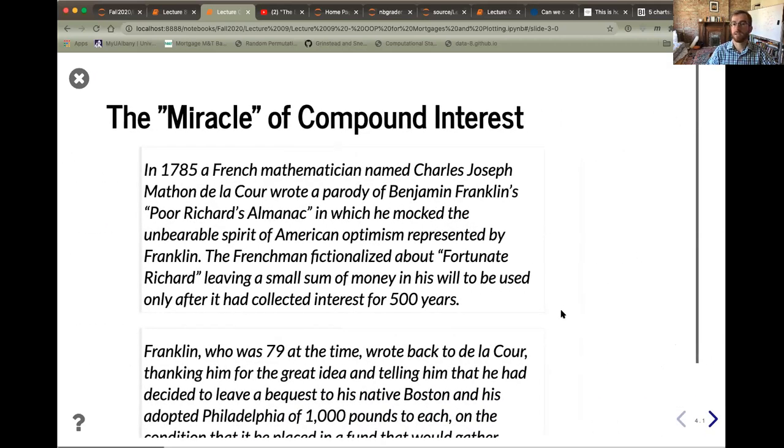So to really understand what goes on with mortgages, and why the mathematics behind mortgages is often hard for a lot of people to understand, you have to look at the miracle of compound interest.